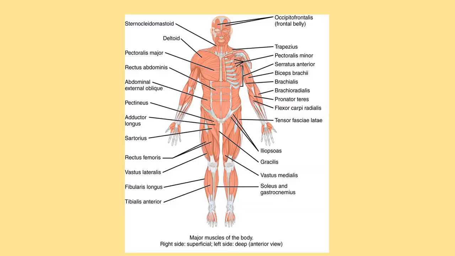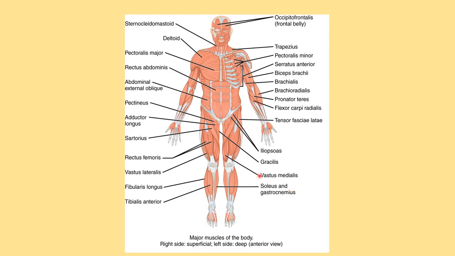So for the rest of this chapter, what we are going to be looking at are the specific muscles. We're going to start with the body in anatomical position, looking at the anterior view of it, just focusing on some of the major muscles. We'll look at them in a little bit more detail.